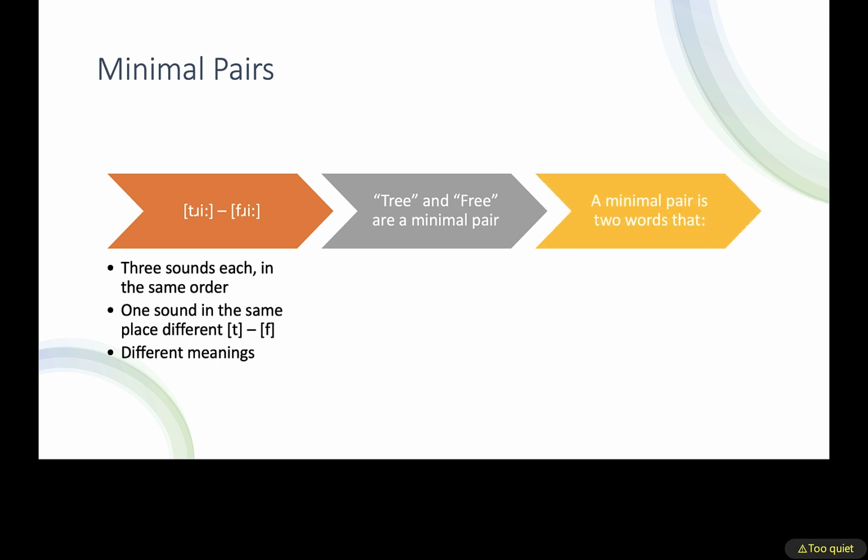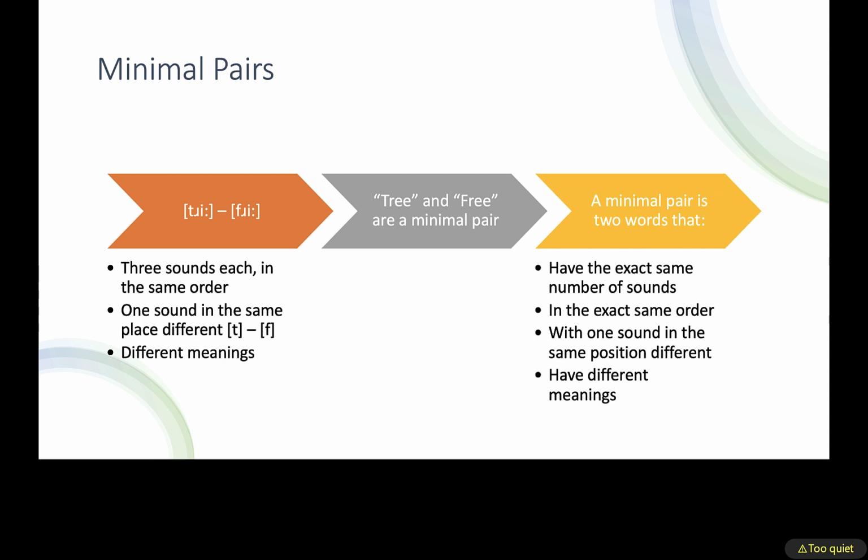A minimal pair is defined as two words that have the exact same number of sounds in the exact same order, but with one sound differing between them. This sound has to be in the same position in both words. It has to be preceded and followed by the same sounds. But the resulting words must have different meanings. We call these meanings contrastive, even though they do not have to be the opposite of one another, just different.